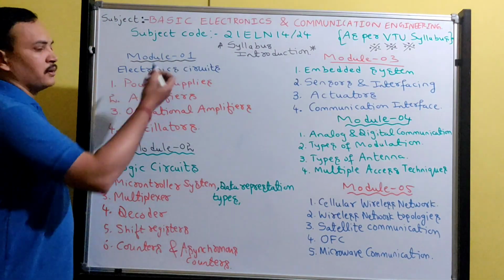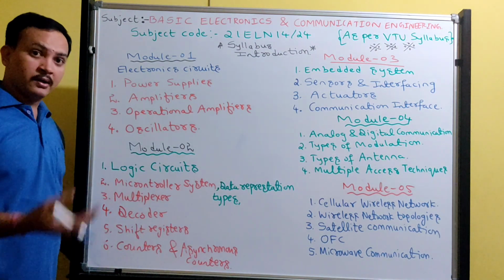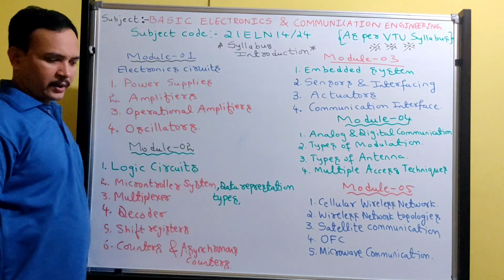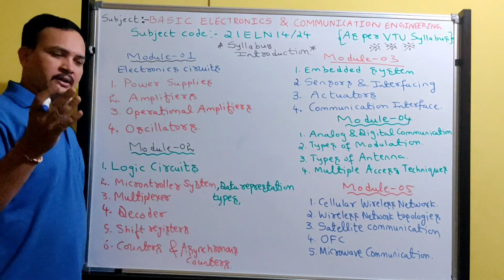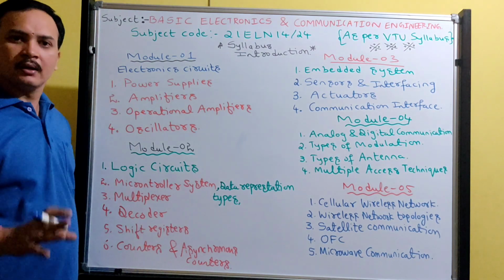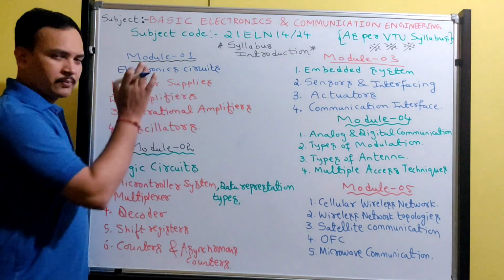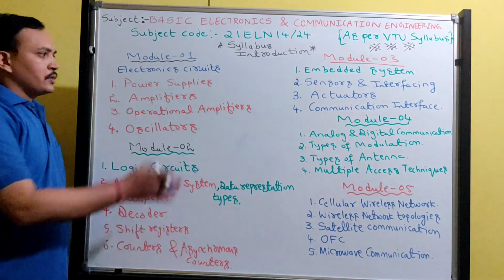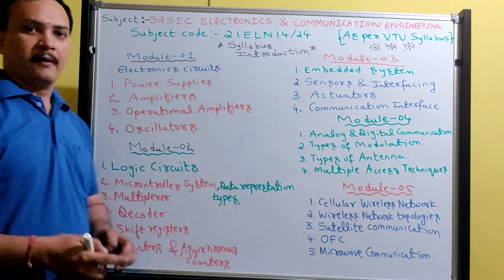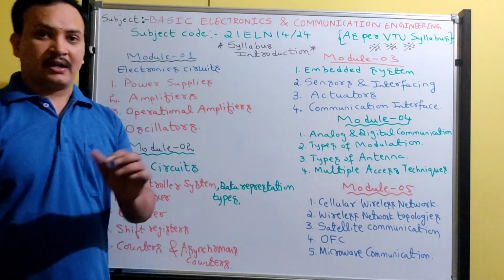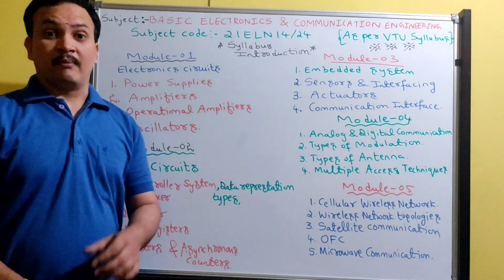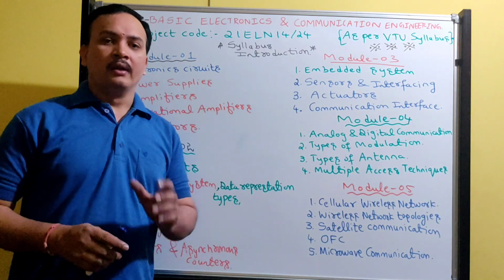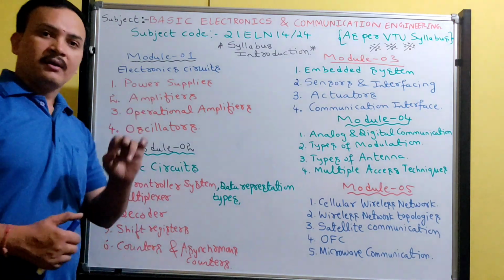Friends, let's start with module 1. What all are we going to learn under module 1? Module 1 concentrates on electronic circuits. To design any electronic circuit, the following components will be there: a power supply, amplifiers, operational amplifiers and oscillators. In power supplies, we are going to learn about rectifier circuits, full wave rectifiers, bridge rectifiers, and then voltage regulators and voltage multipliers. All these things we are going to learn under the power supply topic.